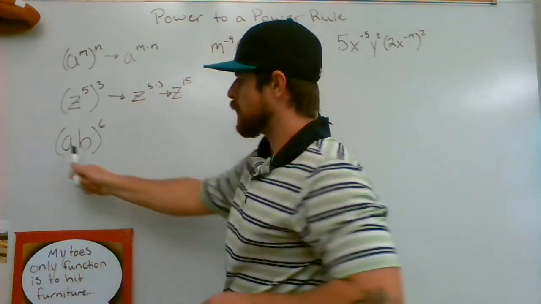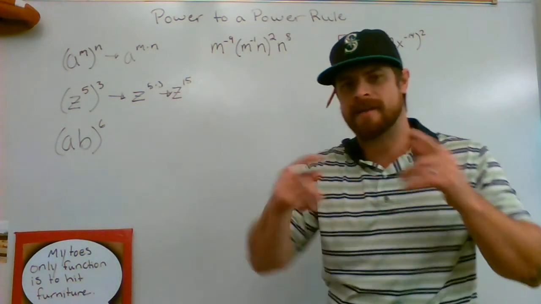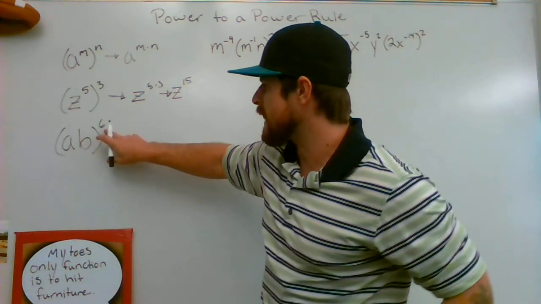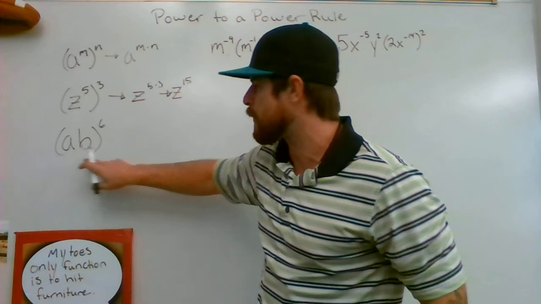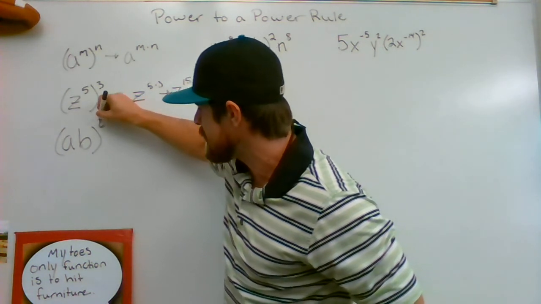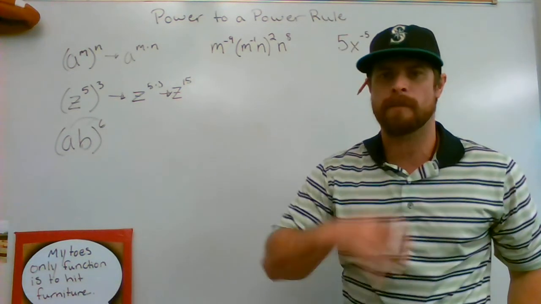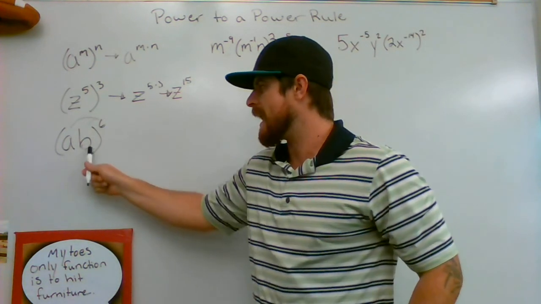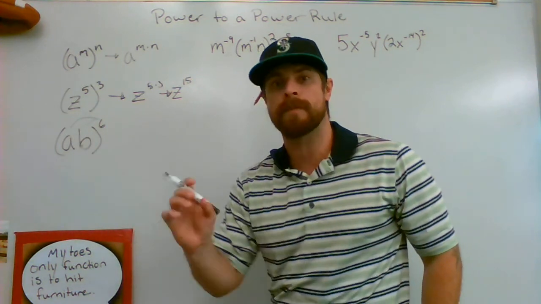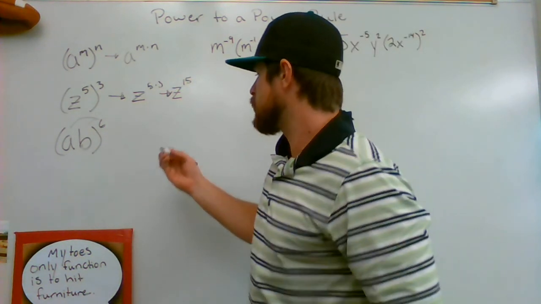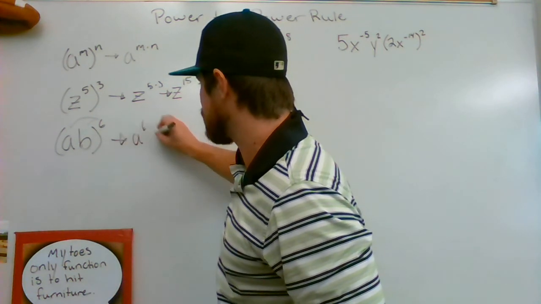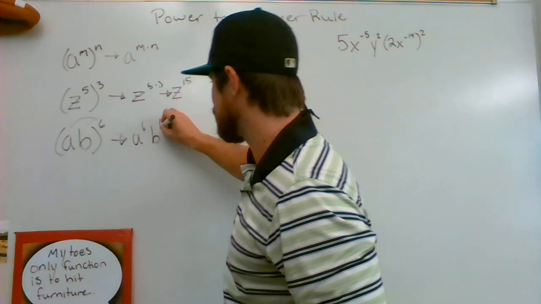Now here, what we have is two parts inside of the parentheses. So this is similar to the distributive property. We have this exponent on the outside of the parentheses, and we need to distribute that 6 to the b and to the a. It needs to go to both of them. So when you see that, you need to make sure that that 6 goes to the product, both parts, a and b. So this would turn into a to the 6th, b to the 6th.